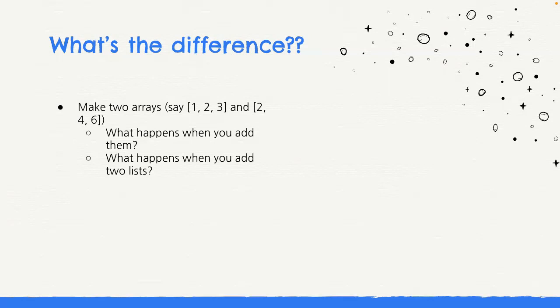Yeah. So it would add each corresponding item together. So it would do 1 plus 2, 2 plus 4, 3 plus 6. So your output array would be 3, 6, 9. So that's a lot more useful than just putting them together, because there's so many different functions that will concatenate and append lists together. But being able to add two vectors is really nice.